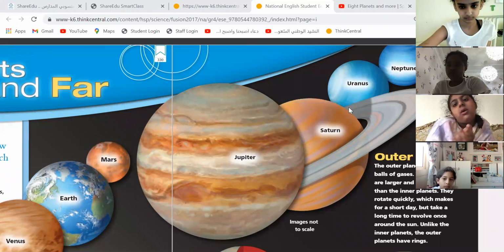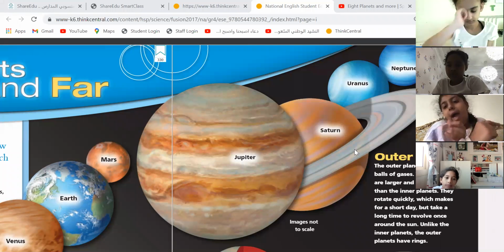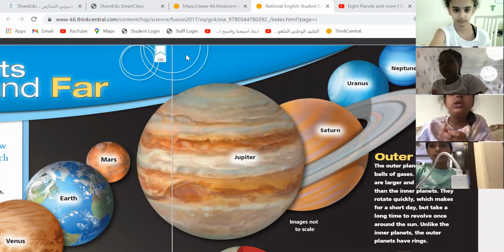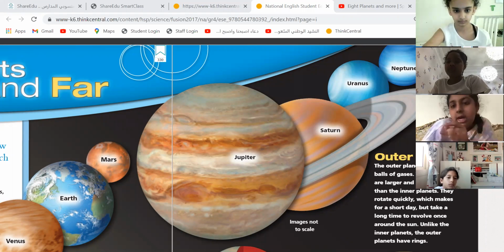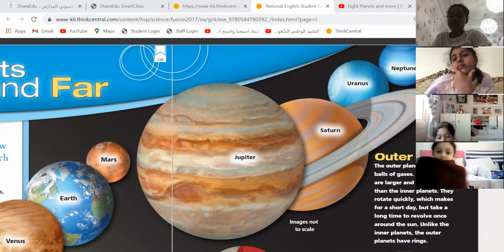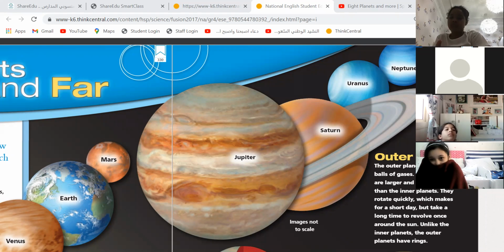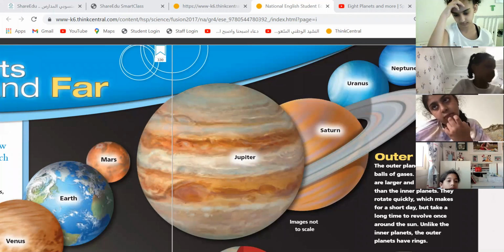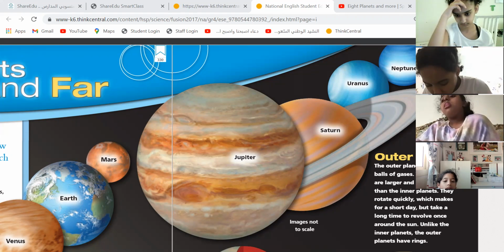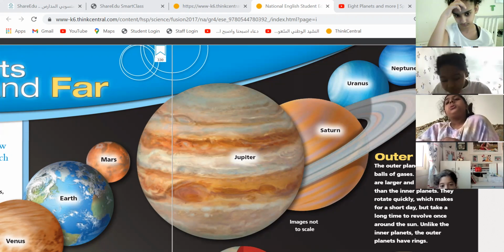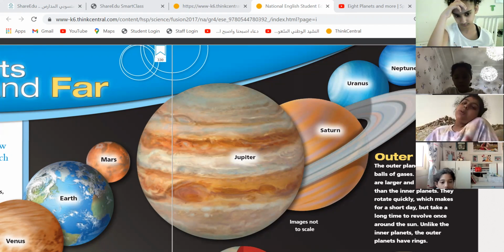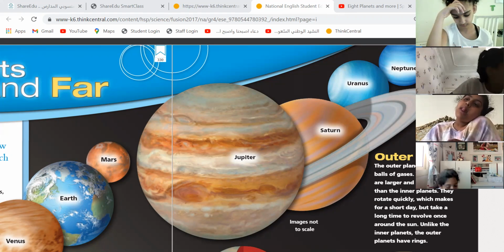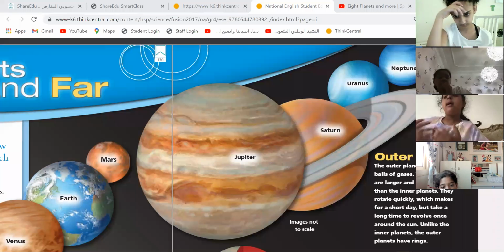Now, the giant planets, do they go around themselves quickly or slowly? What about going around the sun? Yes, Yalia, very good. Giant planets, do they rotate very quickly or slowly? Very quickly. What about going around the sun? Do they take a long time or very fast? They take a long time. Very good. And what are they made of, gases or rocks? Gases.